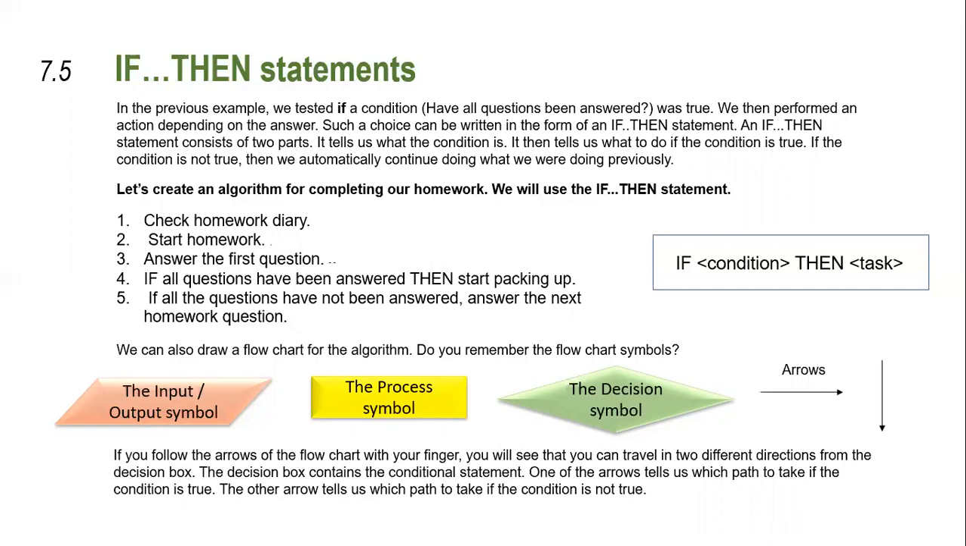We can also draw a flowchart for the algorithm. Do you remember the flowchart symbols? We have discussed simple input-output symbols, process symbol, decision symbol, and arrows. If you follow the arrows of the flowchart with your finger, you will see that you can travel in two different directions from the decision box. The decision box contains the conditional statement. One of the arrows tells us which path to take if the condition is true. The other arrow tells us which path to take if the condition is not true.